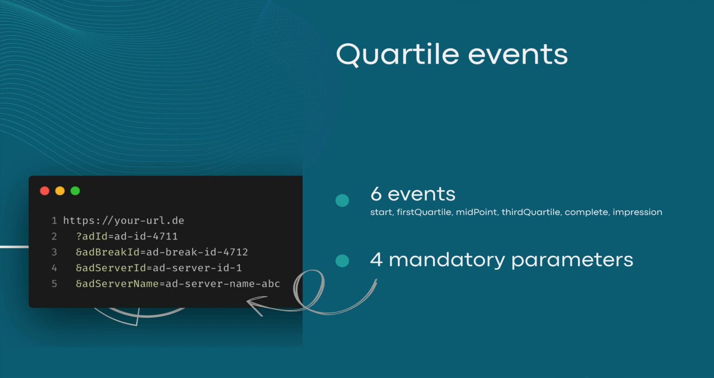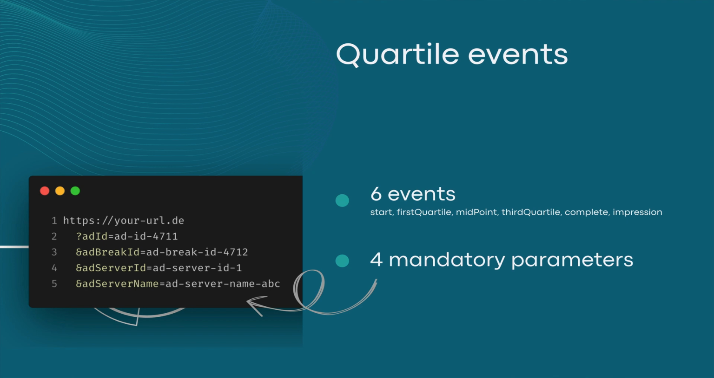This isn't a webhook. These are URLs we will call if you configure them in the panel as shown before. These are six events: start, first quartile, midpoint, third quartile, complete, and impression. And all of them have four mandatory parameters: the ad ID, the ad break ID, the ad server ID, and the ad server name. Here you can again see the ad break ID. You can now use the reference from the webhook and combine this with the ad break ID. And now you have a relation between both of them, the webhook and all those events.